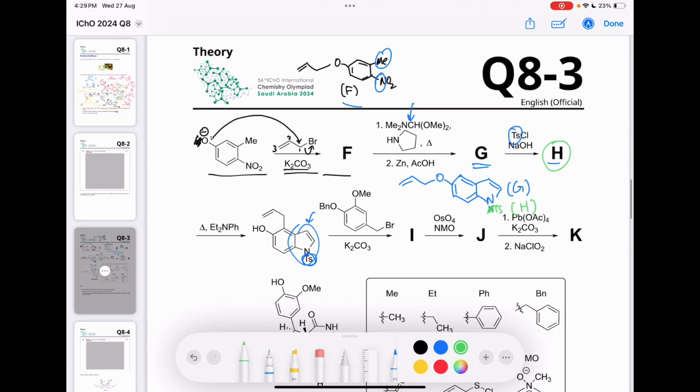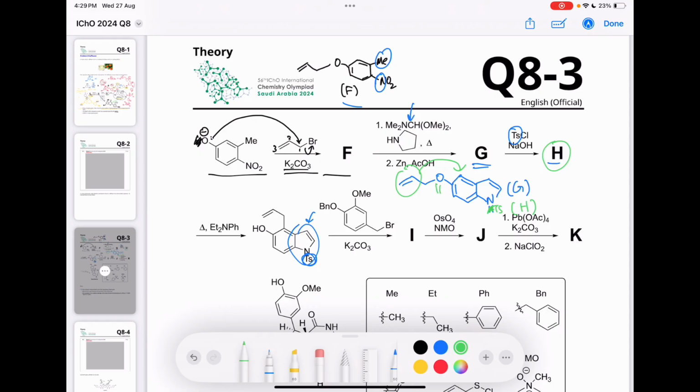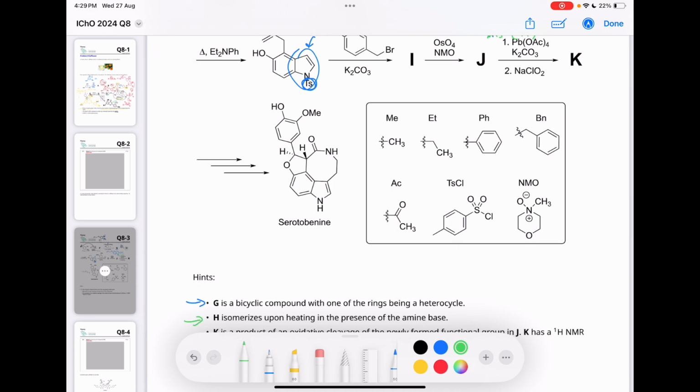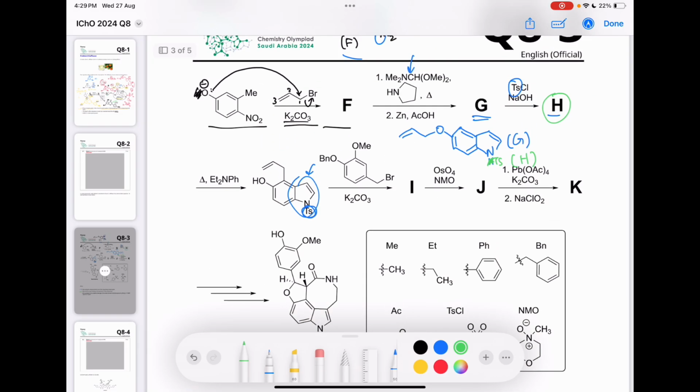Now what happens from H to give you this compound? Well, what happened to H is that a rearrangement reaction occurred. See, this part went here, and you have an OH group here instead of this huge substituent. So it's just rearrangement under heating. Even the hints told us that. The hint said H isomerized upon heating in the presence of the amine base. So we know the molecular formula of H and this structure are the same, so that will help you in checking as well.